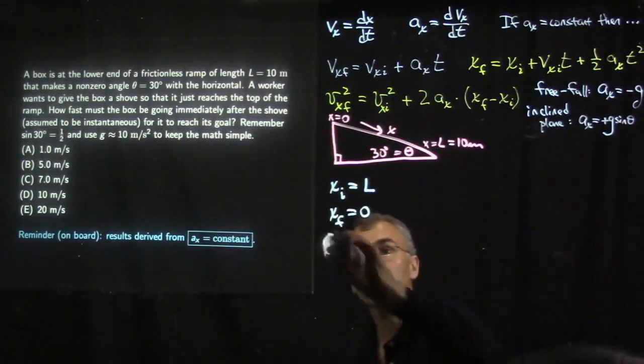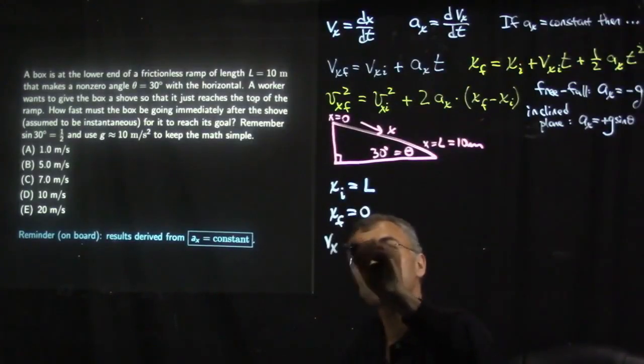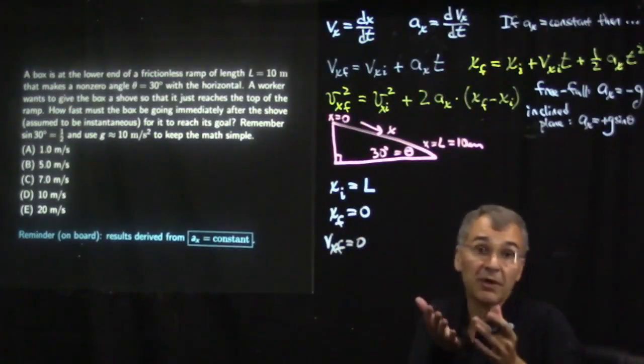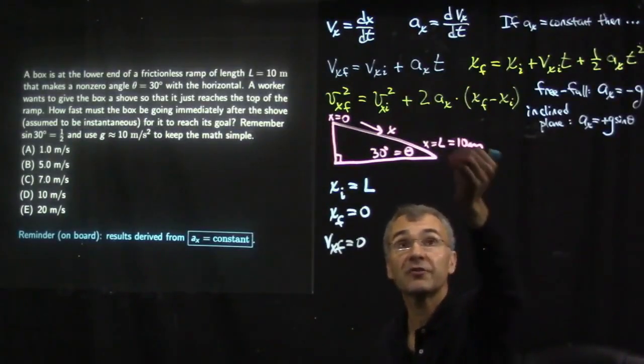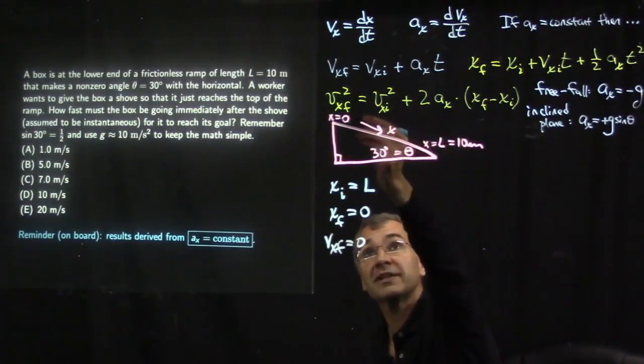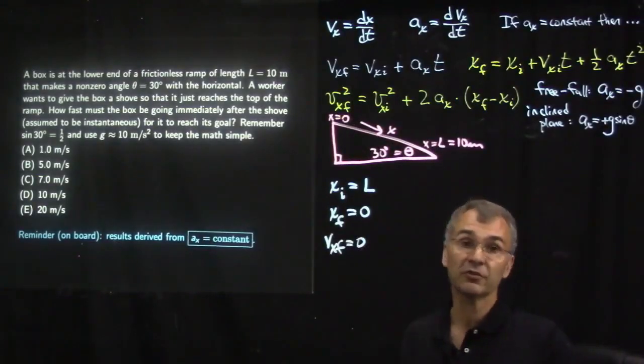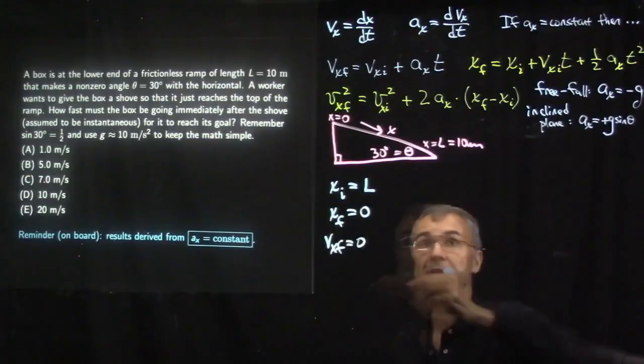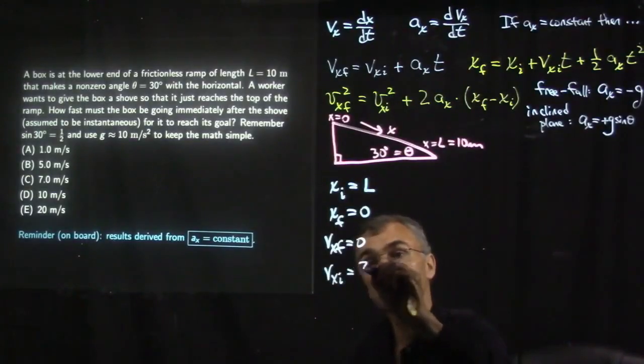We also know that when we get to the top of the ramp, Vx final is 0, because we say it's just barely able to reach it. So it's going to go up, shoved upward, and it goes less and less quickly, and it's going to just reach the top. So its speed is going to be 0 at the top, because that's what we mean by it just barely reached it. And then Vx initial is something we're trying to figure out.